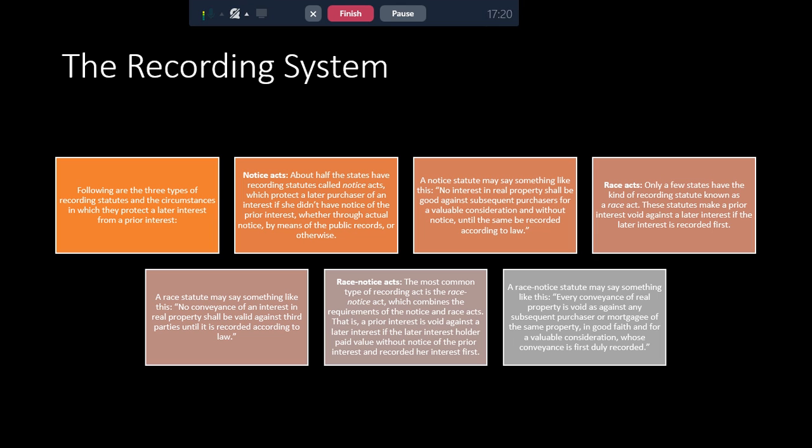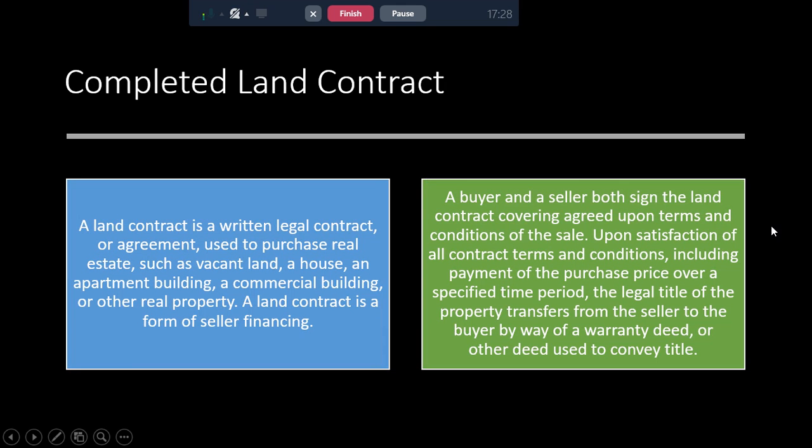Here ends my presentation, and we come to my completed land contract. I will reiterate that a land contract is a written legal contract or agreement used to purchase real estate, such as vacant land, a house, an apartment building, a commercial building, or other real property. A land contract is a form of seller financing. A buyer and a seller both sign the land contract, covering agreed-upon terms and conditions of the sale.